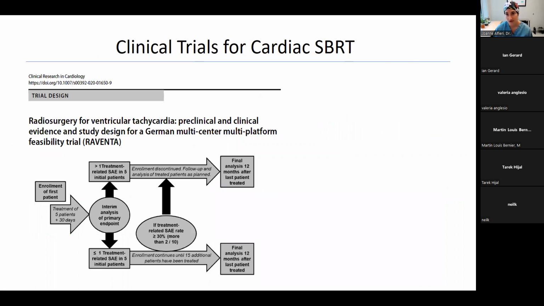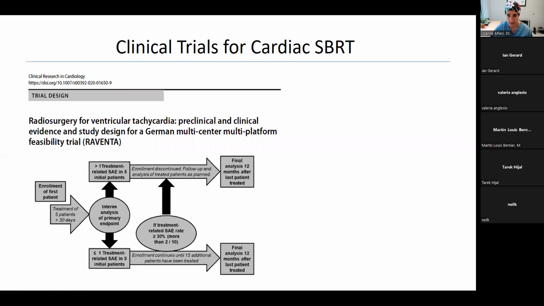Current clinical trials for cardiac SBRT are not many. There's this trial being run in Germany. The Reventa trial opened in November 2019. Its goal is to be multi-center in Germany, recruiting 20 patients with a planned interim analysis after 5 patients.